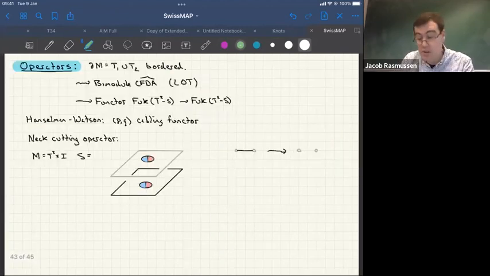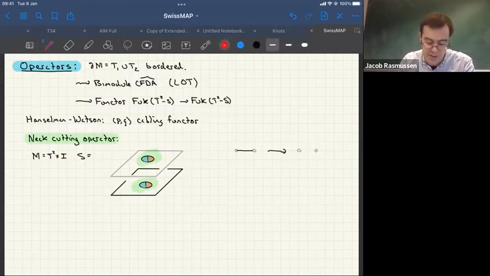But there are other interesting functors that you can consider. For example, there's what's called the knot cutting operator. That's just T^2 times I, where I just have a little suture disk on both sides. If you glue this in, it has the effect of killing the sutures that you see for little HFK. So for example, what this functor does is it takes this arc and transforms it into a figure 8.